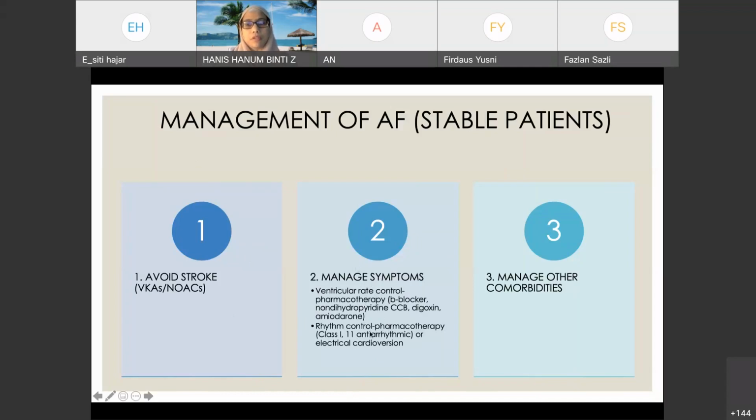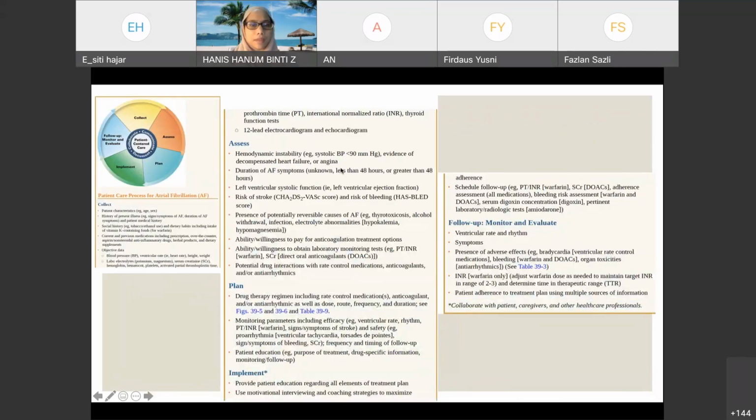So for rate control strategy, you can either give beta blockers, non-dihydropyridine CCB, digoxin or amiodarone, or rhythm control therapy. You can give antiarrhythmic drugs, or it can also be done by electrical cardioversion. And you want to manage other comorbidities. So please, this is the patient care process for patients with AF, and this is available from your pharmacotherapy book.